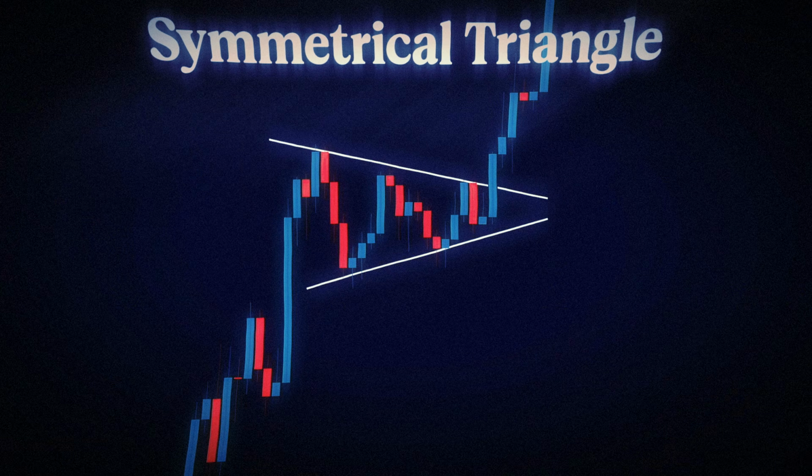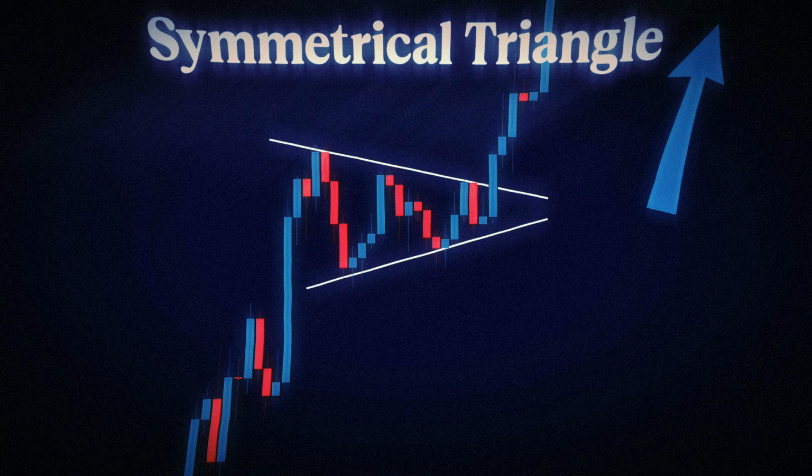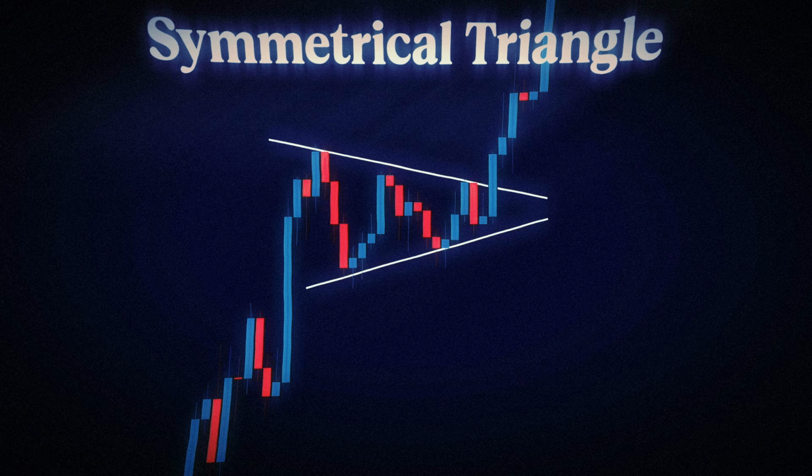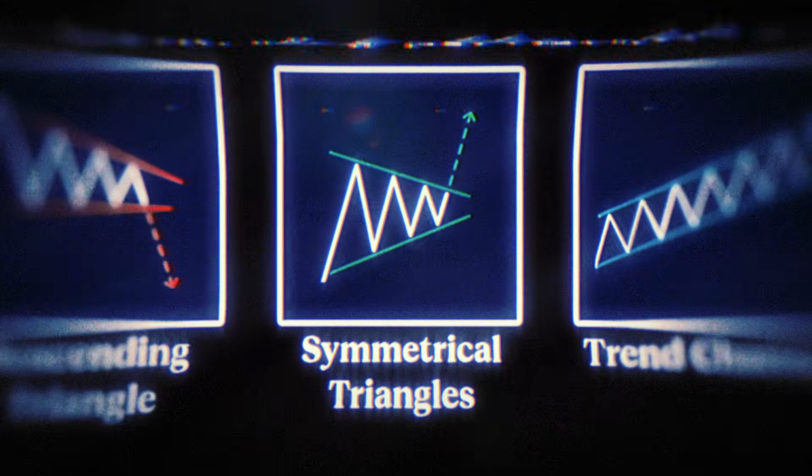The symmetrical triangle pattern shows consolidation, with converging trend lines where the price makes lower highs and higher lows. It doesn't suggest direction on its own, but usually breaks out with momentum. Traders wait for confirmation in the form of a breakout and increased volume. Entries follow the breakout direction.